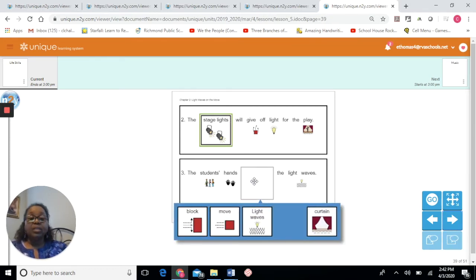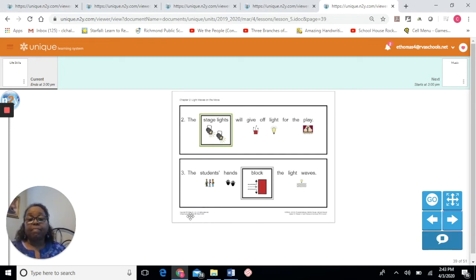Number 3, the student's hands blank the light waves. I remember that one. Let's see what our possibilities are. Block, move, light waves, curtain. So the student's hands block the light waves, or move the light waves. Light waves wouldn't fit in there and curtain wouldn't fit. So it's between these two. I believe we remembered saying that our hands were opaque and it would block the light waves. The light will not pass through. Let's try that answer. Correct. The student's hands block the light waves. Excellent.